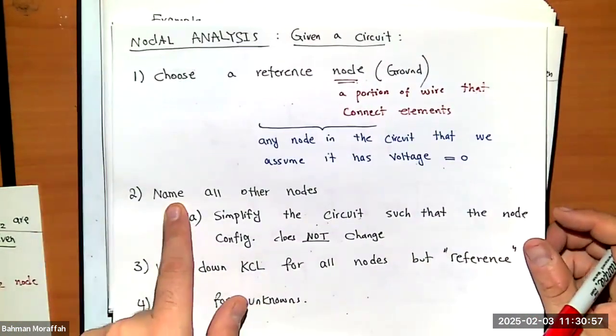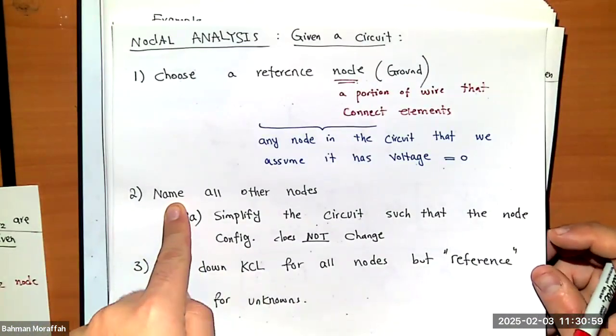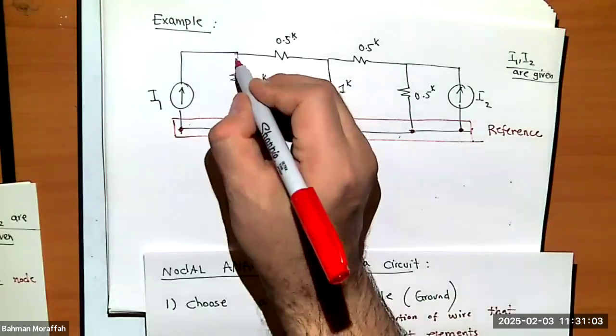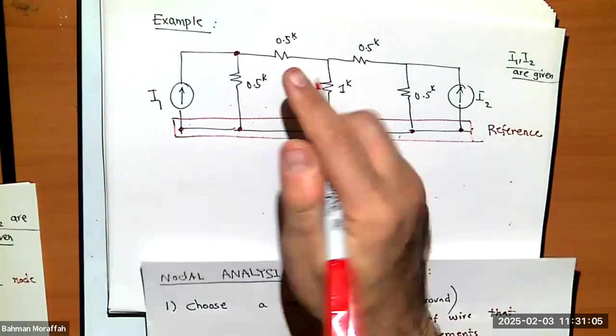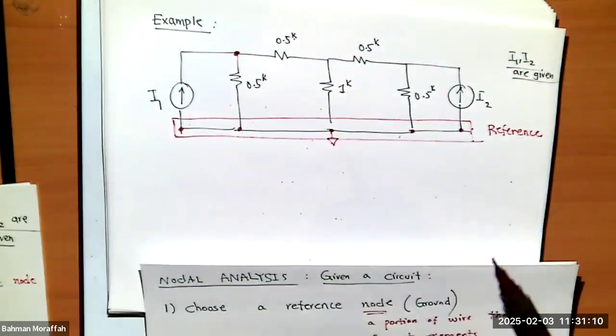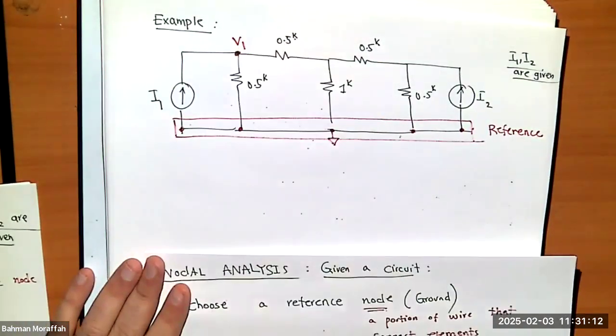Let's move on. Second step, name all other nodes. Do you think this is a node? This one up here. That is a node because it's a portion of the wire that connects elements. Let's just call it V1.